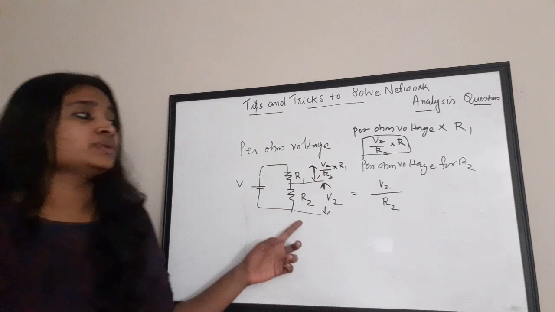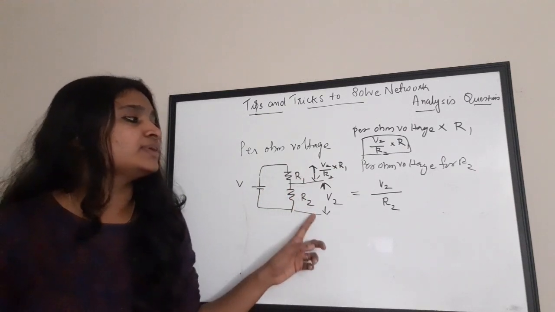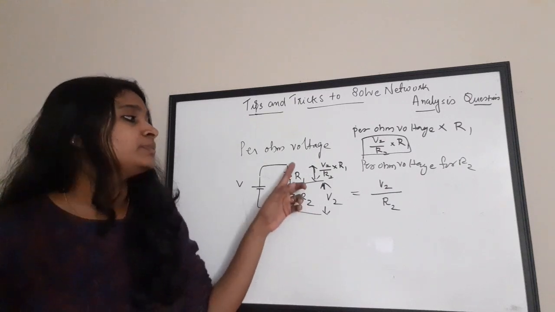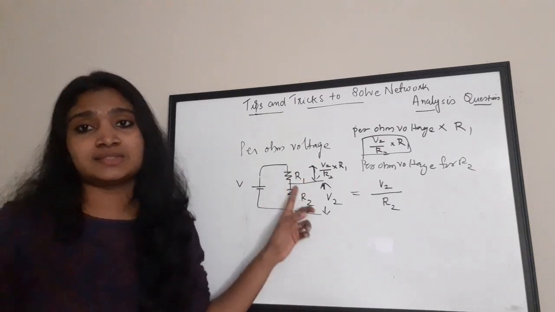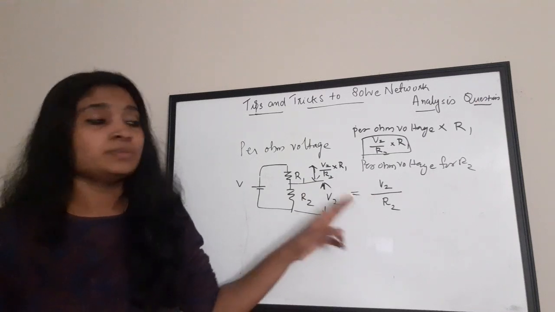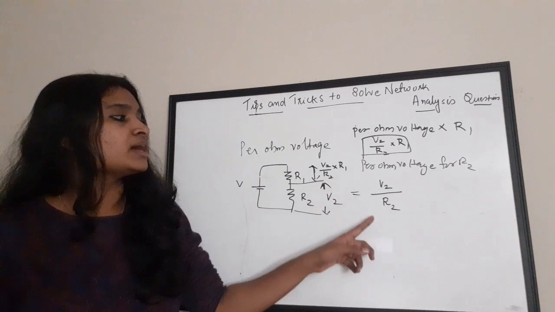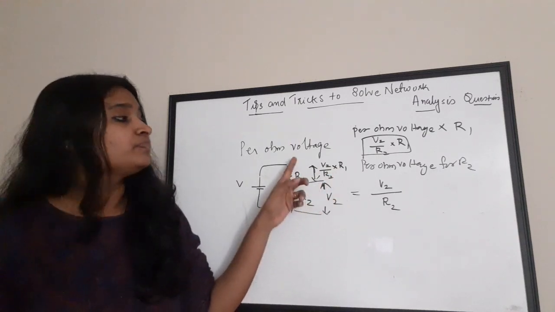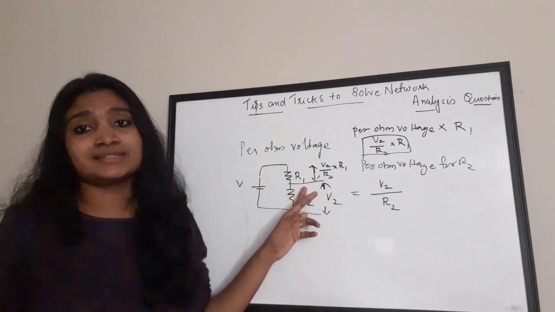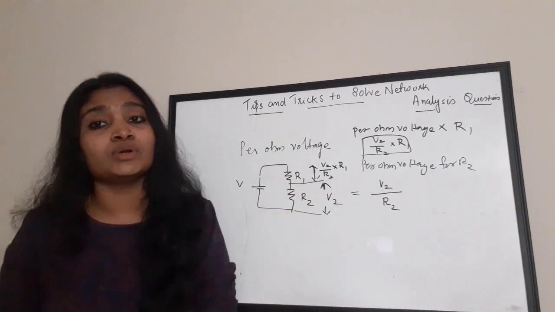So how have we calculated this voltage? It is calculated by first calculating the per ohm voltage, then multiplying it with the resistance value. Here the per ohm voltage is V2 by R2, because the voltage across R2 is given as V2. So V2 by R2 into R1 will be the voltage across the resistance R1. This concept is called the per ohm voltage concept.